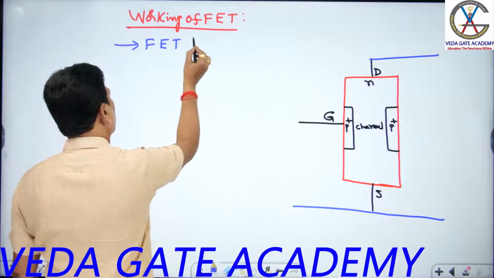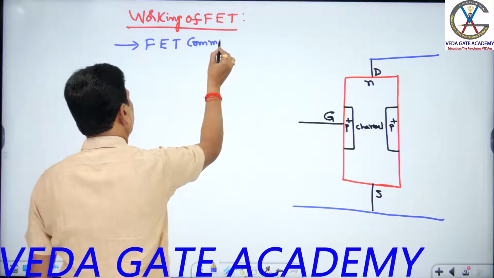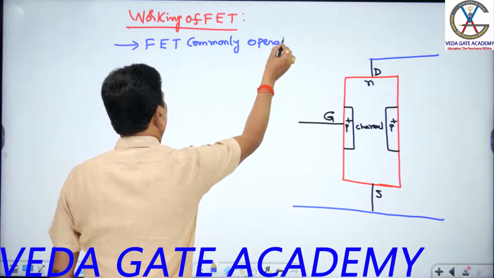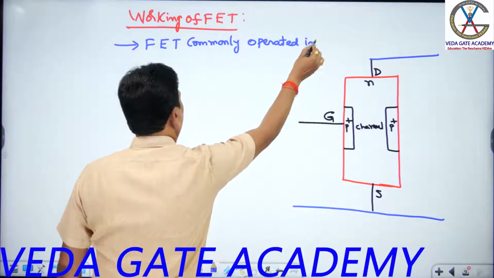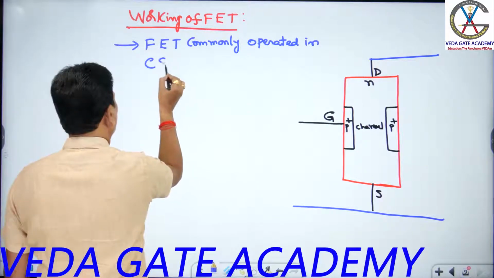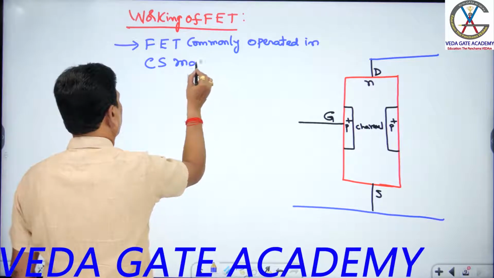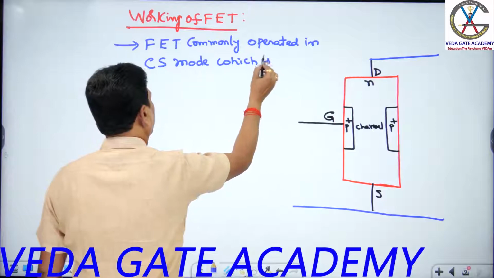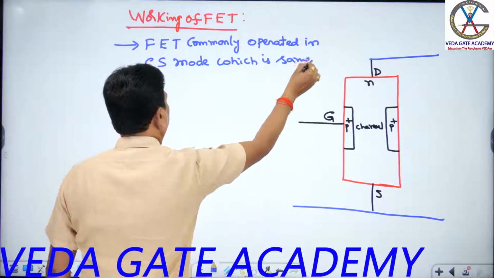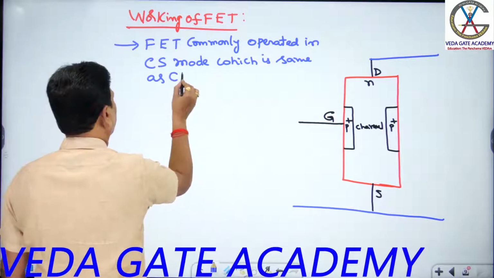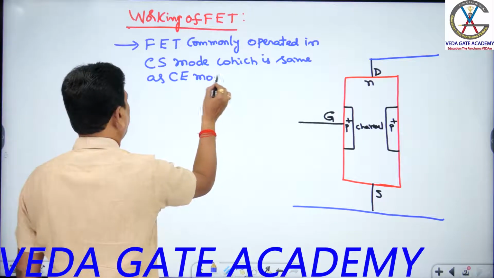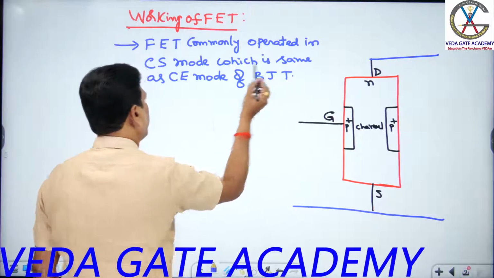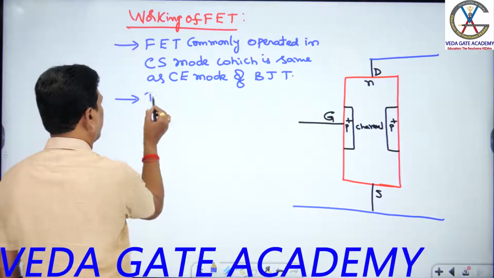FET is commonly operated in common source mode, students. CS means common source mode, which is the same as CE mode, common emitter mode of BJT. Okay, so input is between what, sir? Between gate and source.